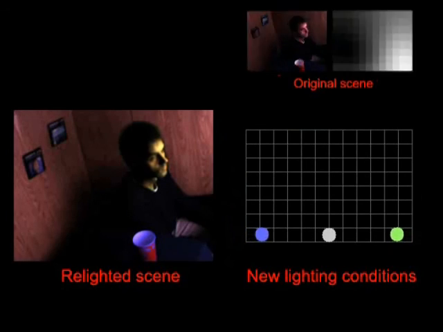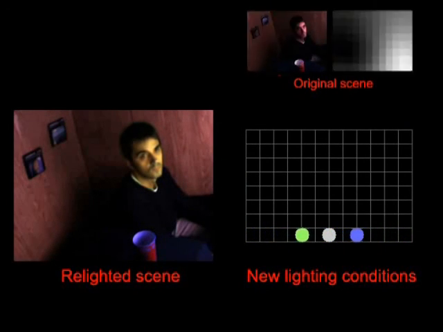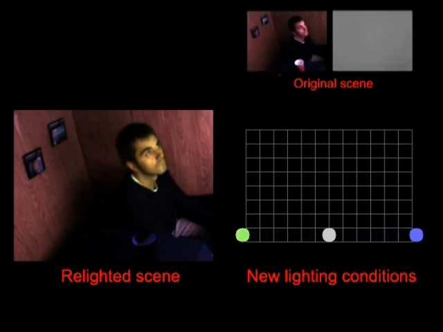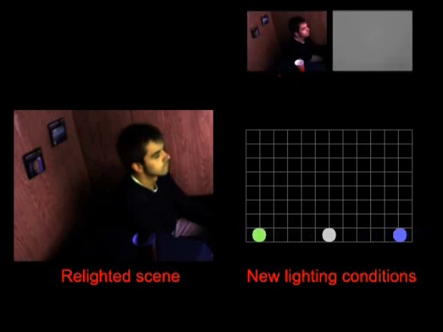Finally, we show that the method can be used to adjust the lighting locally. Here we simulate a green spotlight on the face and a blue spotlight on the cup. The white and diffuse source illuminates the background.